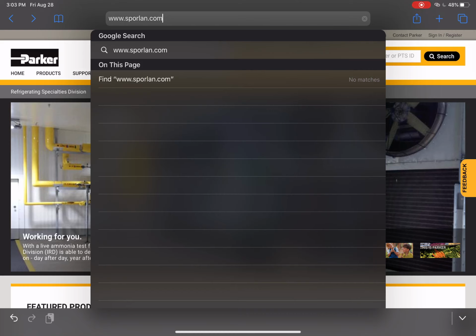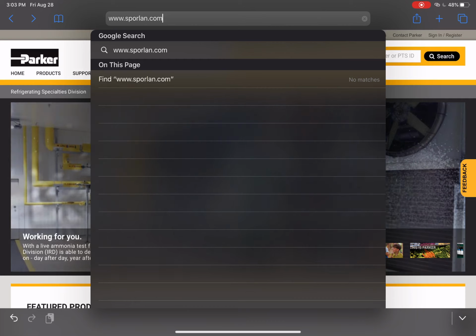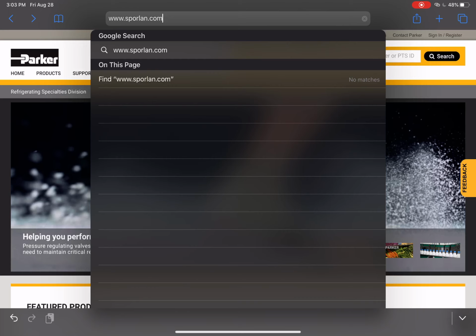Hello, you are looking for a 3D CAD file for a product sold by the Sporlan division of Parker Hannifin Corporation. I'd like to show you one or two methods to obtain that CAD file.